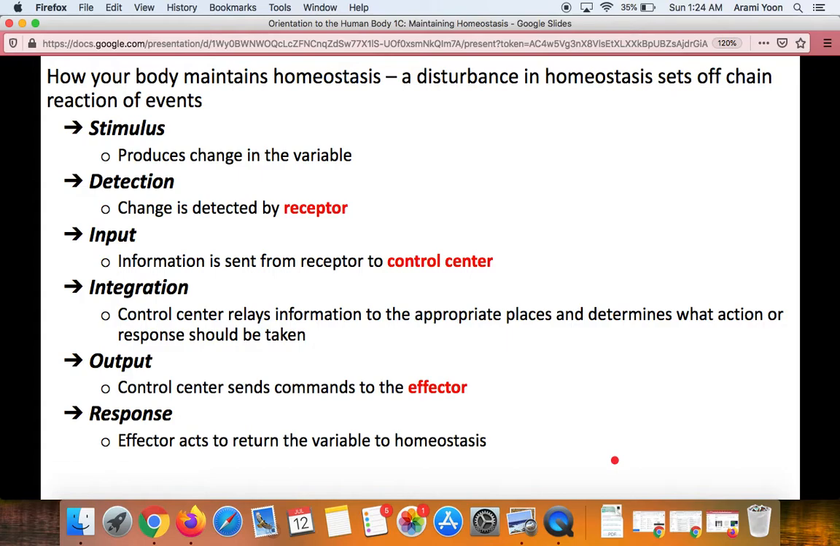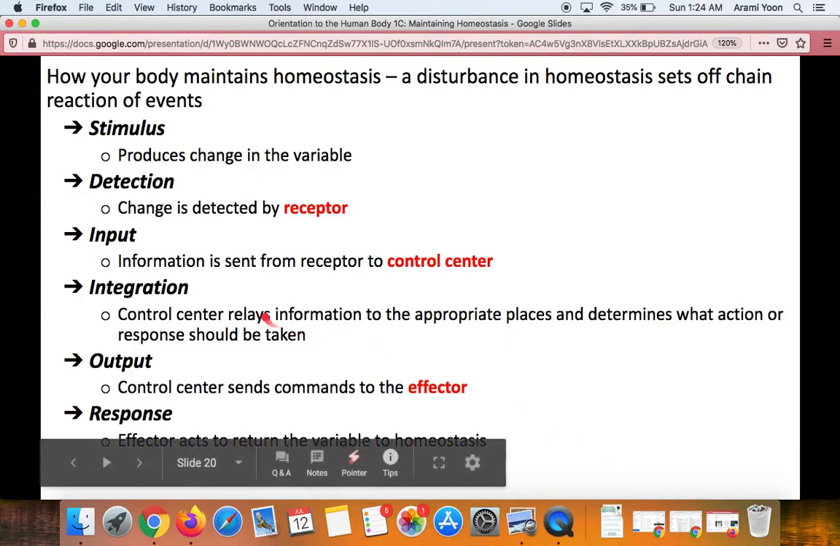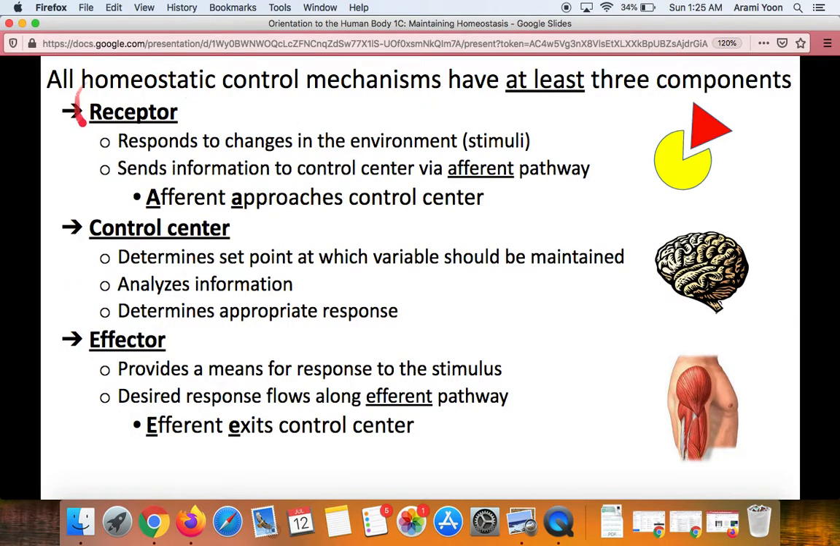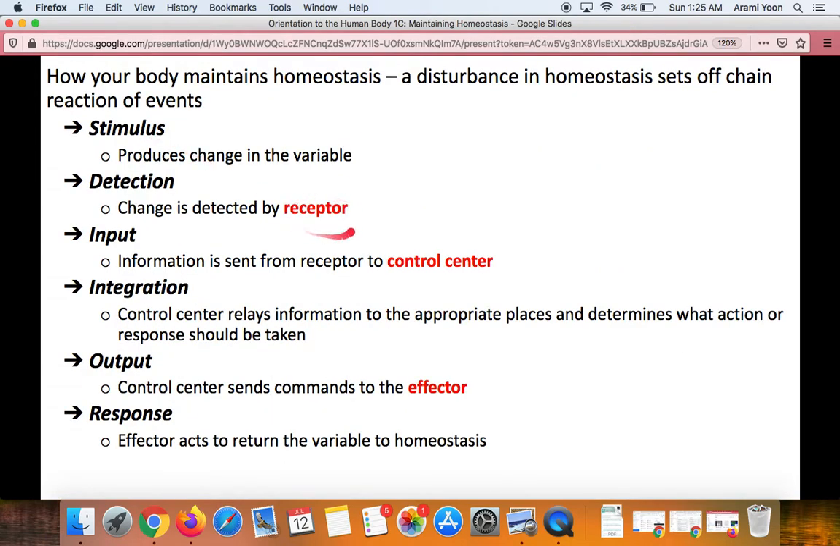So here are the events of the homeostatic pathway, where if you have some disturbance in homeostasis, then you're going to have this chain reaction of events. First, there's going to be a stimulus that produces a change in the variable, something that might cause your blood pressure to shoot up. Then you have detection. The change is going to be detected by a receptor, which is what we were just talking about over here. So that's the actual physical part of your body that will detect the change.